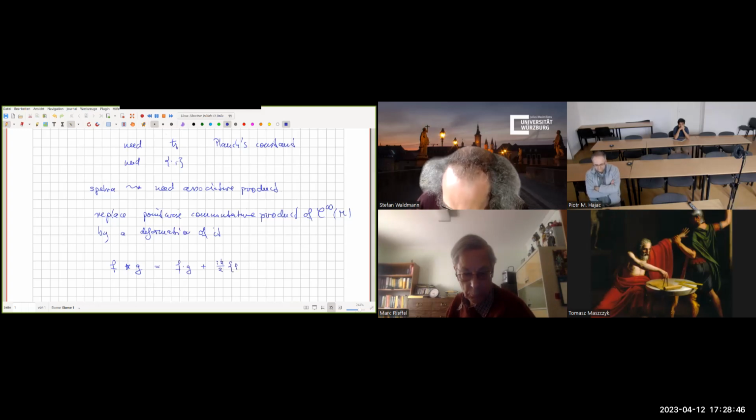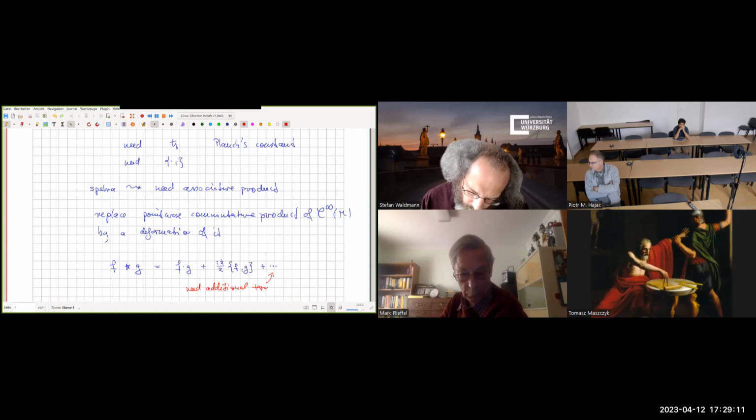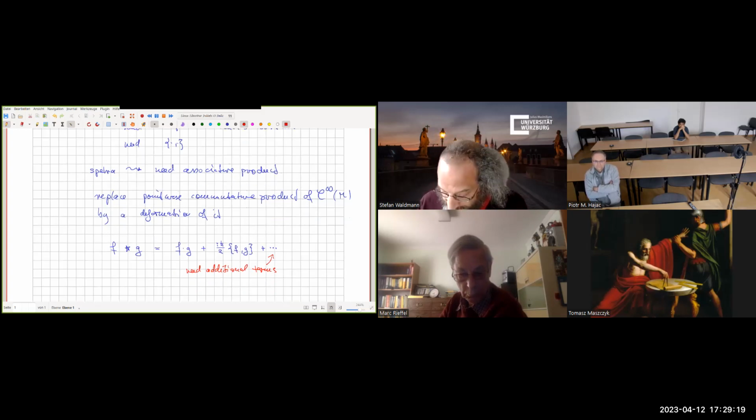You take half of the Poisson bracket of the two functions, and taking the commutator with star will produce i h bar times the full Poisson bracket. And then you might or might not want to add some additional terms. And why do you need that? These additional terms are needed because we want an associative product. If you would stop here, this thing would not be associative. So, for associativity.